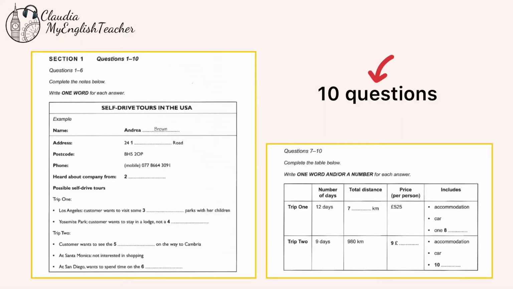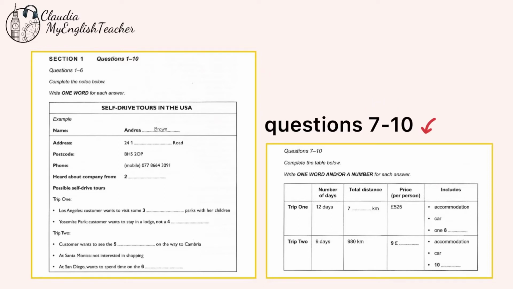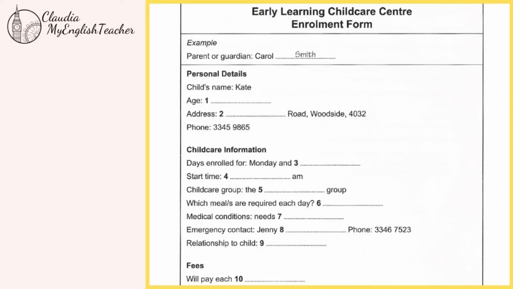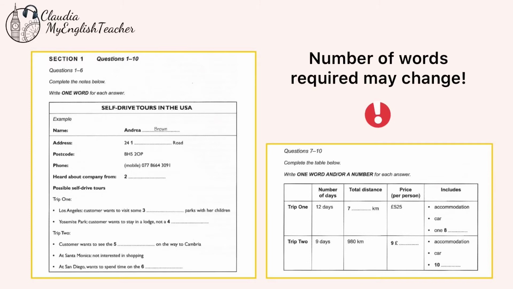There are 10 questions in part 1, and these 10 questions can sometimes be divided into 2 smaller blocks, just like you can see in this case. Here we have, for example, question 1 to 6, then the audio will have a bit of a pause, and then question 7 to 10. In other cases, you will have the 10 questions all together in one block. It is very important to check whether part 1 is divided into 2 blocks or not, because the number of words you need to put in each gap may change.